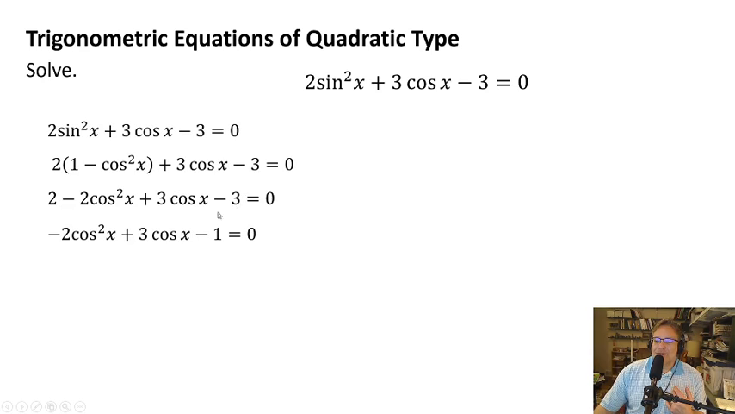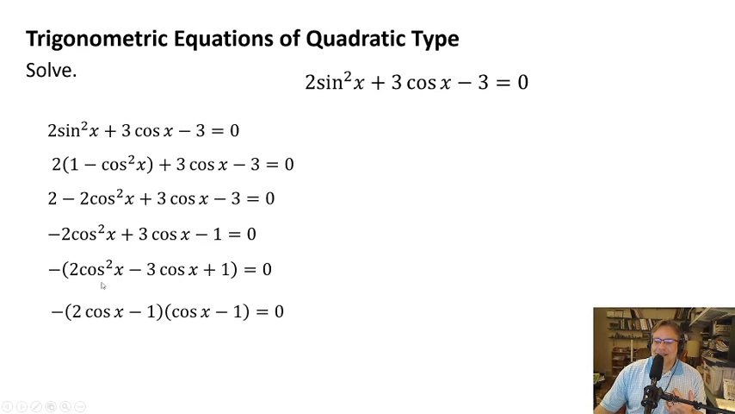And if I combine the 2 with the negative 3, I'm going to get a negative 1 here. And I have a minus 2 cosine squared x plus 3 cosine x minus 1. I can factor out a negative sign here. That's okay. That'll switch these signs. And then I can factor what's inside here into 2 cosine x minus 1 times cosine x minus 1.